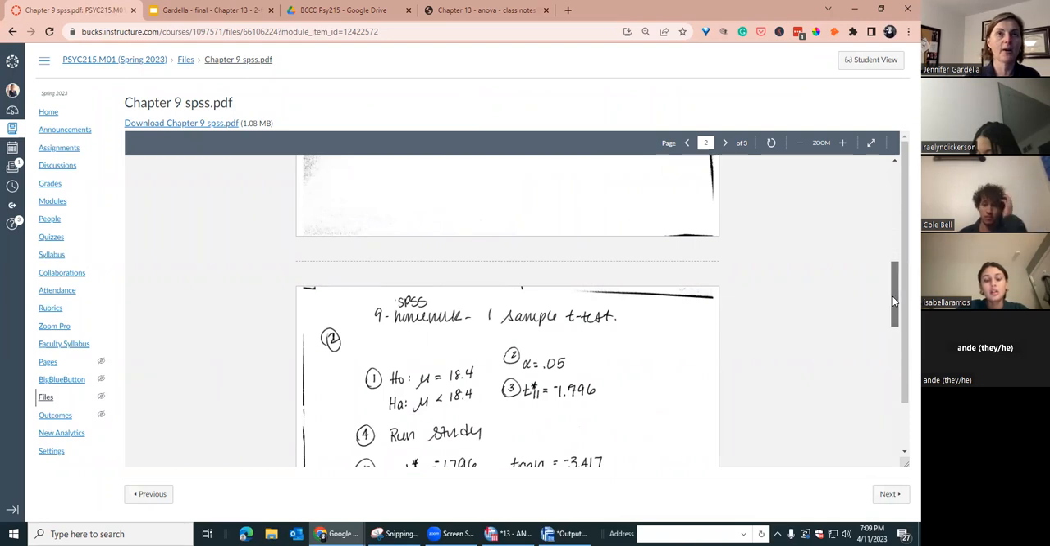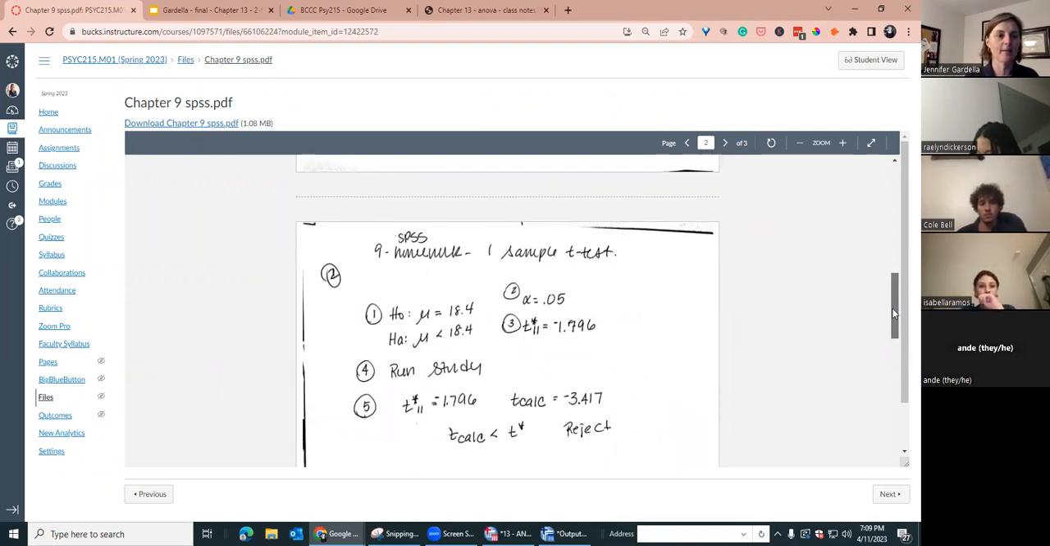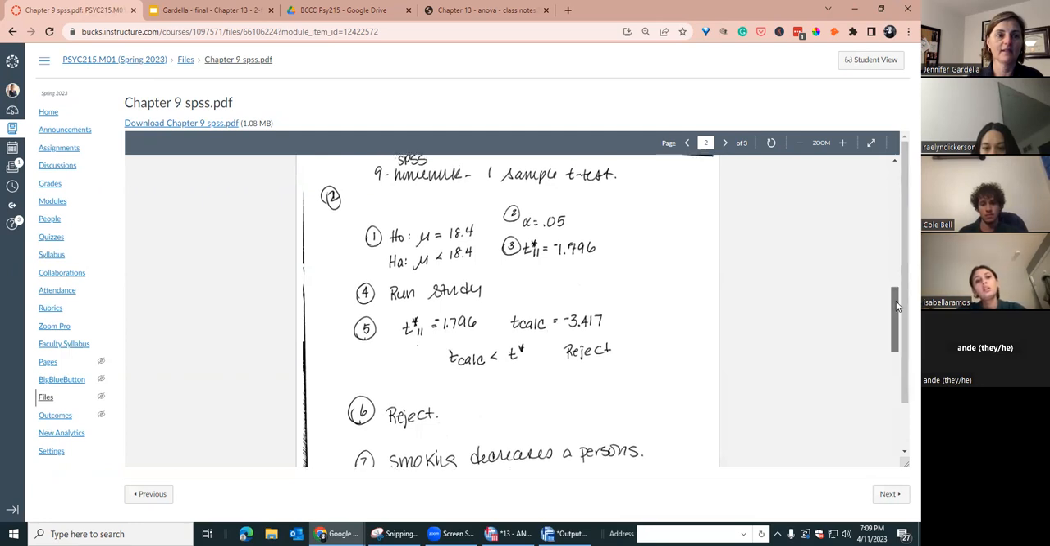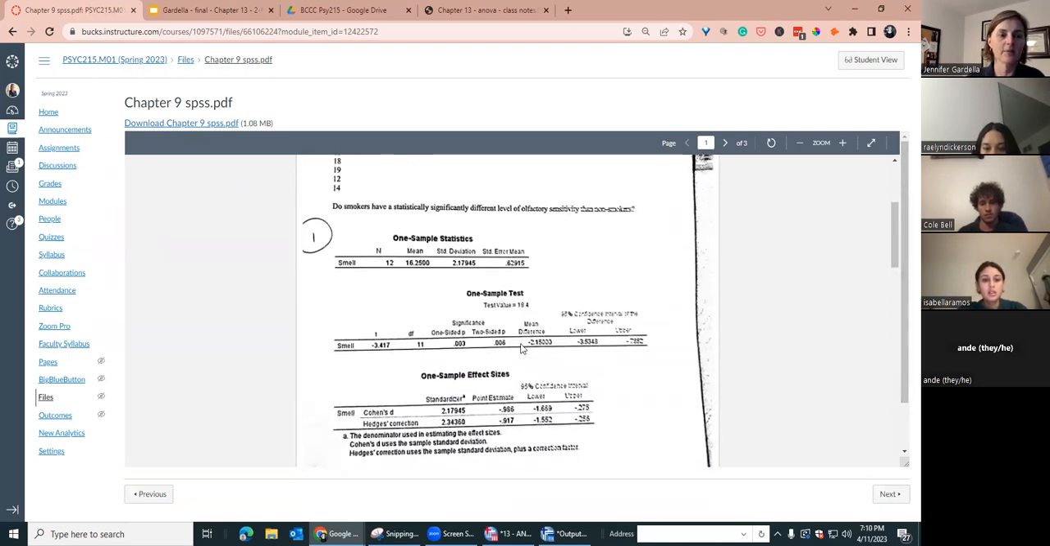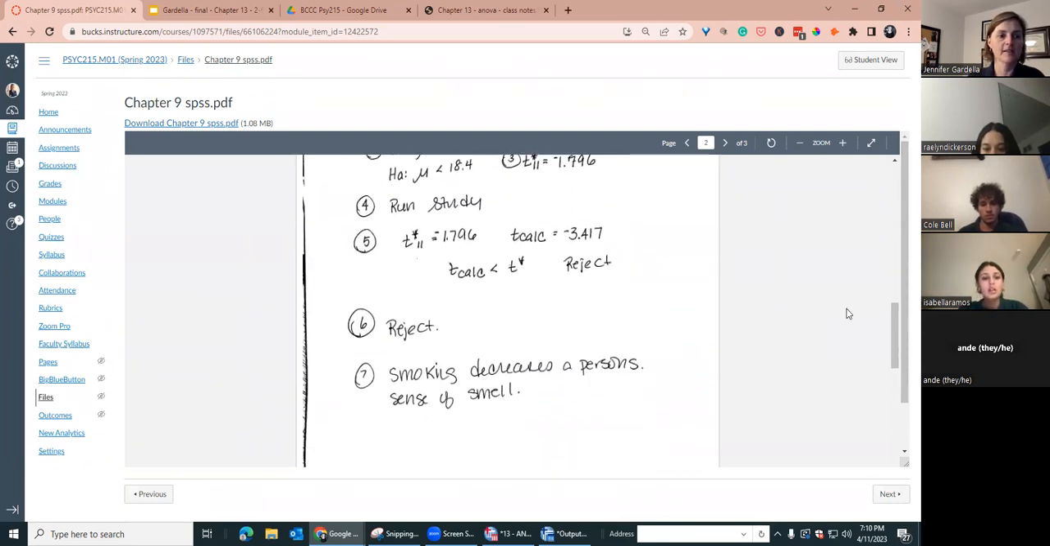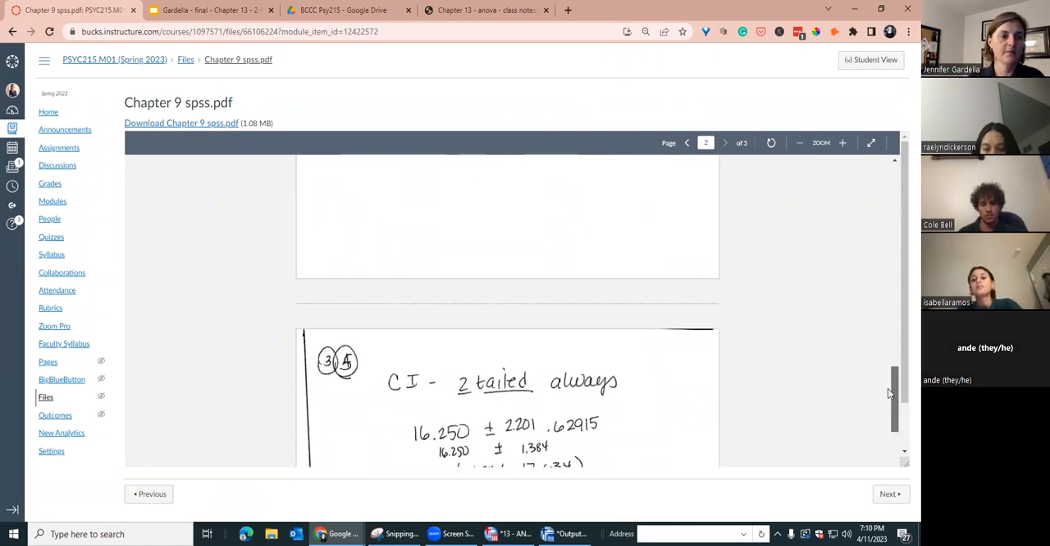And remember, we're now out of F and we're back to our T tables. When you look up in the T table, there's just one number that's your degrees of freedom. In this case, it's n-1. Now, you don't have to do this part. You can just compare it to the p-value. So T with 11 degrees of freedom. Compare it. You can go up to your p-value. Again, we already went through that. And you reject. Smoking decreases a person's sense of smell.